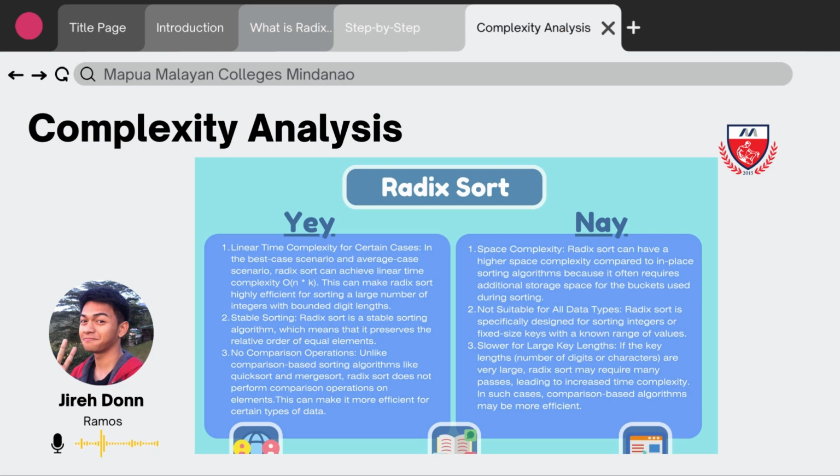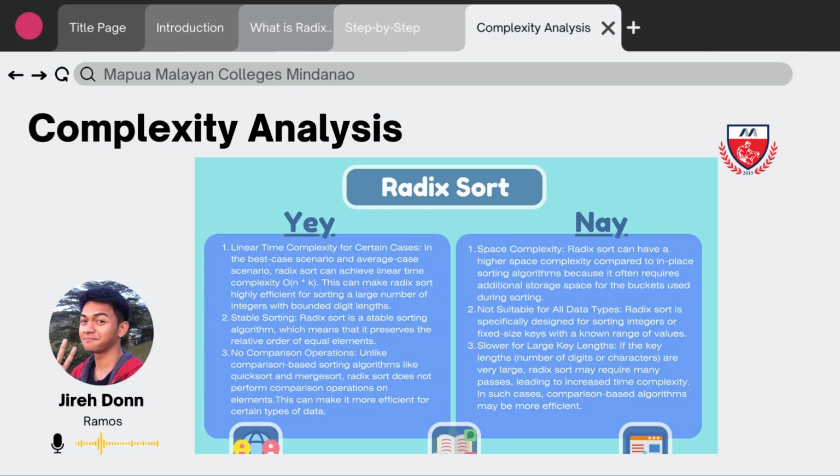Next is that it is a stable sorting algorithm. Radix sort preserves the relative order of equal elements. And lastly, it involves no comparison operations. Unlike comparison-based sorting algorithms like quicksort and merge sort, Radix sort does not perform comparison operations on elements. This can make it more efficient for certain types of data.